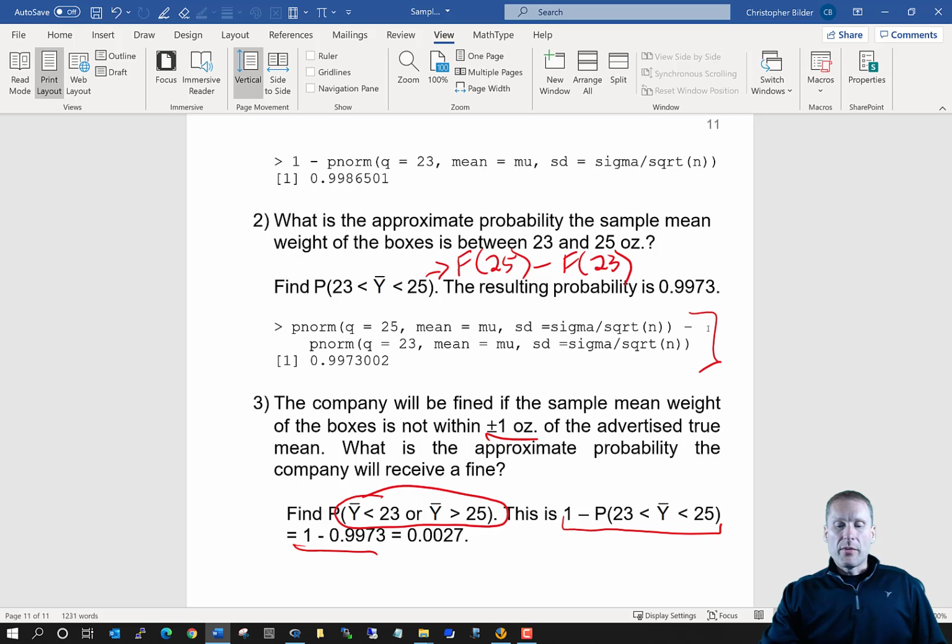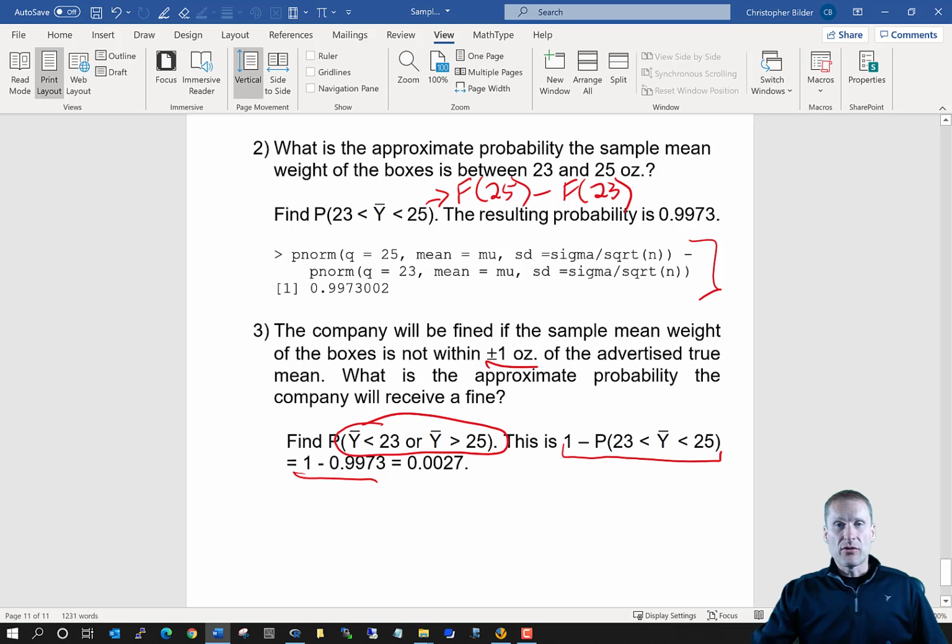We just found that probability is 0.9973. So the probability that a fine will occur is 0.0027. So it's a very, very small probability. Again, this logic is saying, okay, let's say that this is being done correctly. What's the probability of it being found to be done incorrectly? This kind of logic is going to be used a lot once we start formally talking about using inference procedures. Okay, so that's the end of this particular section on sampling distributions. Like I said before, this might be the most important section of this course.